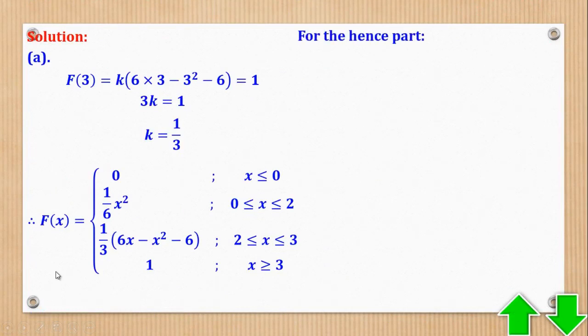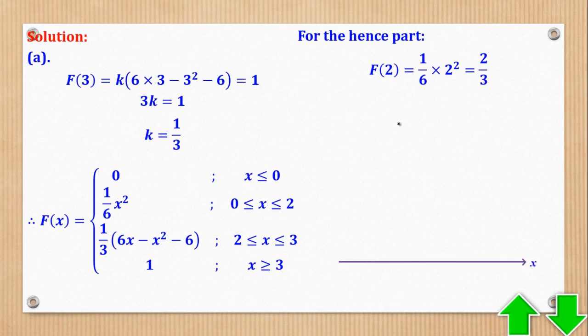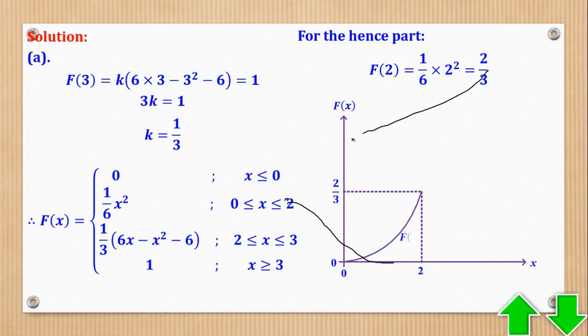So to sketch, the good thing, we already know that F(0) is 0, F(3) is 1, but F(2) we don't know it yet. So we shall first get F(2), which will be 2 over 3. Then we can now sketch our graph. So (0, 0), then 2 is 2 over 3. Therefore, the curve will be in that form.